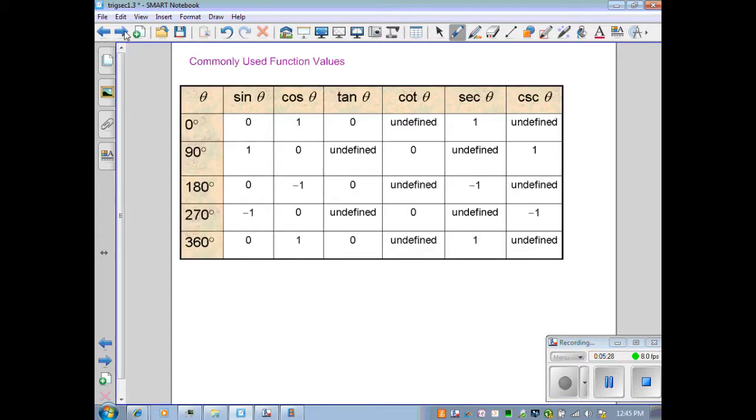Here's a table of the functions that help us out on quadrant angles. So we have the sine theta, cosine theta, tangent theta, cotangent, secant, and cosecant, all showing our quadrant angles, and they give us the values for those. I will make a PDF of this and I will place it on our group resource page so you can use this as a reference.